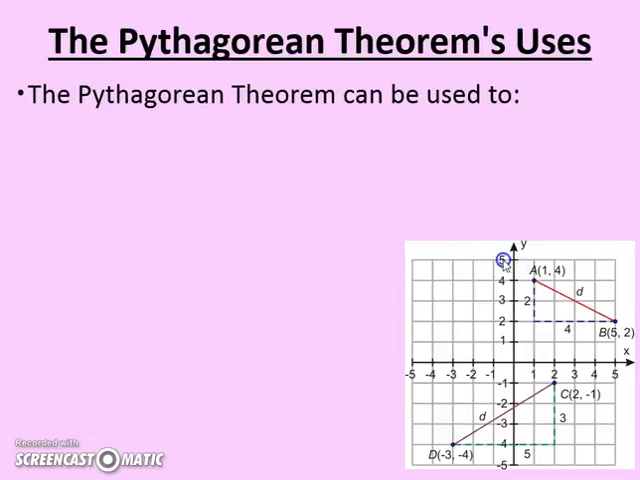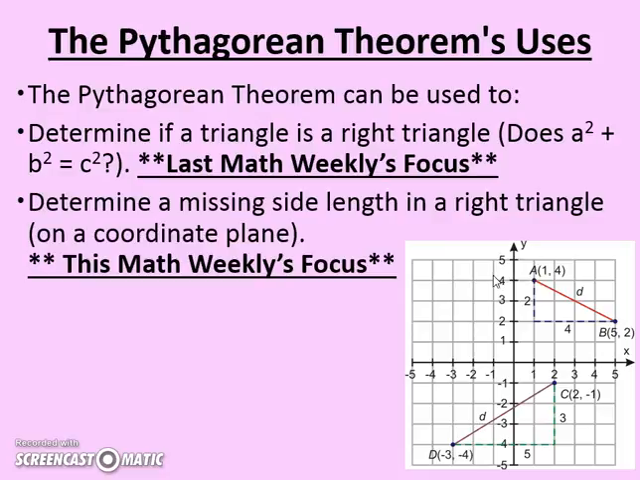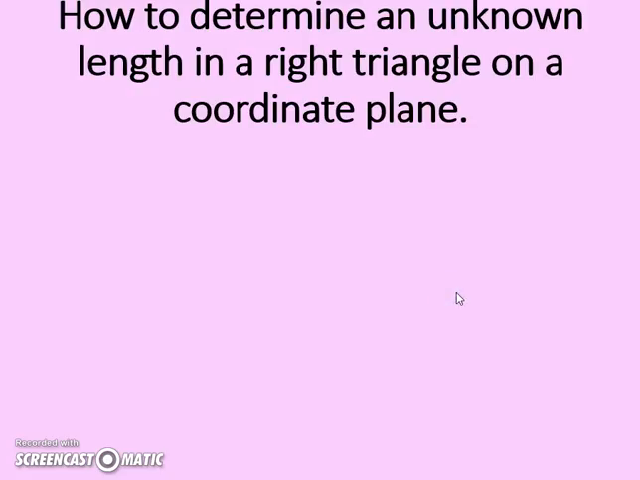The Pythagorean theorem can be used to determine if a triangle is a right triangle, and that was the focus 2 weeks ago in past Math Weeklies. This week we're looking at how we can determine the side length of a right triangle on the coordinate plane, and that's our focus this week.